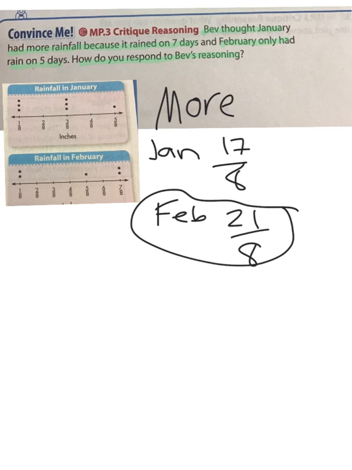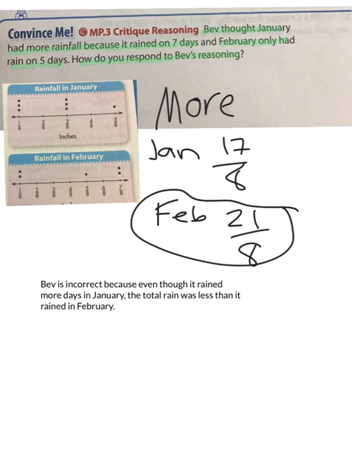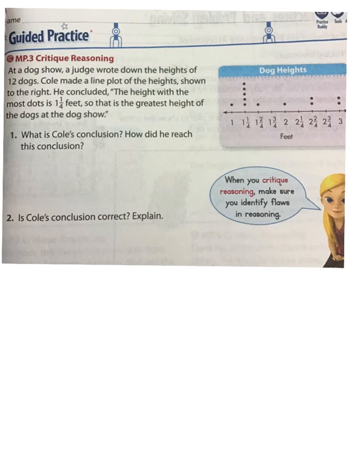So even though it rained fewer days in February, the total was more because it rained more on each day. So Bev is incorrect because instead of counting the dots, or the number of days that it rained, she should have added up the totals. Please write this statement in your book. Bev is incorrect because even though it rained more days in January, the total rain was less than it rained in February. Also, right underneath it, write the color green.